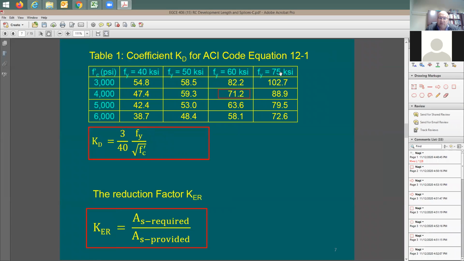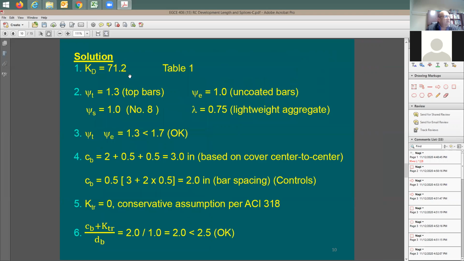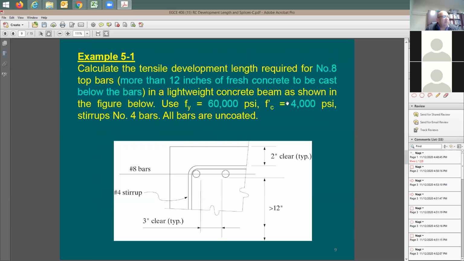But the tricky part is when you have 3,500 psi concrete. In this case, you cannot really use this table. You need to use the equation. So I'm going to say I have 71.2 here for the case of d. I said, okay, this is good, 71.2. Now, it says here, when you have top rebars, because in the problem it says that you have more than 12 inches of fresh concrete below the rebar.